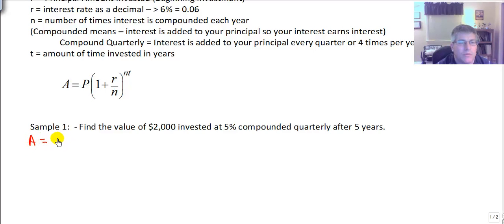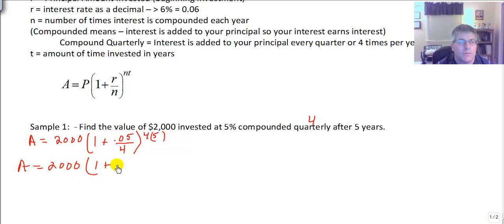So A equals our initial investment, $2,000, invested at 5%, so it's 1 plus 0.05 all over n. It's compounded quarterly, 4 times a year, raised to the n times t. So 4 times 5. So A equals 2,000 times 1 plus 0.05 over 4 raised to the 20th power.